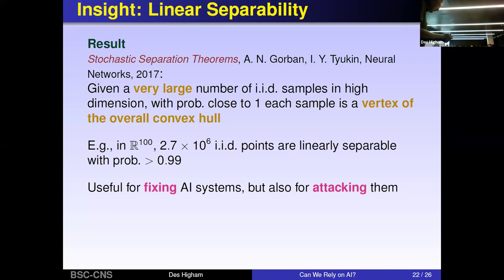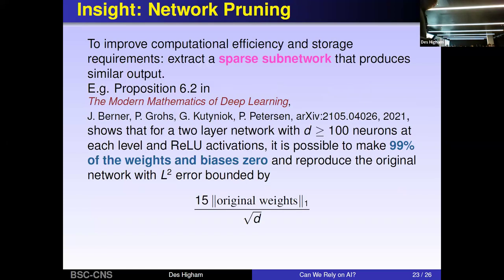So that's what we thought of for the stealth attack. Okay, the other insight is this idea of network pruning. These networks, you know, 60 million parameters is way too many. We don't need 60 million parameters in our models. Now, this is well recognized.